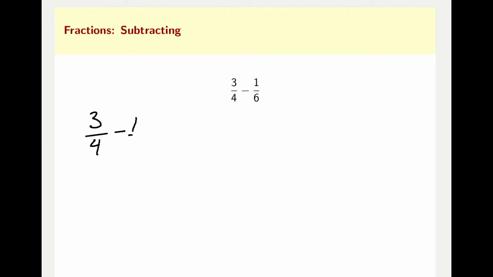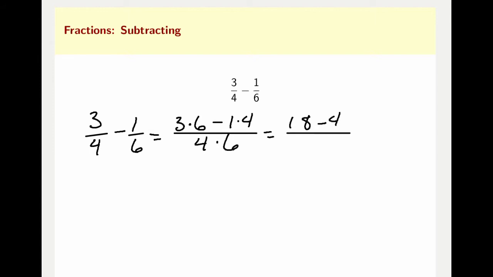3/4 minus 1/6 equals, cross multiply, 3 times 6, put in the minus sign, 1 times 4 over 4 times 6. Now work it out. 18 minus 4 over 24 equals 14 over 24, which reduces to 7 over 12, and that's the answer.